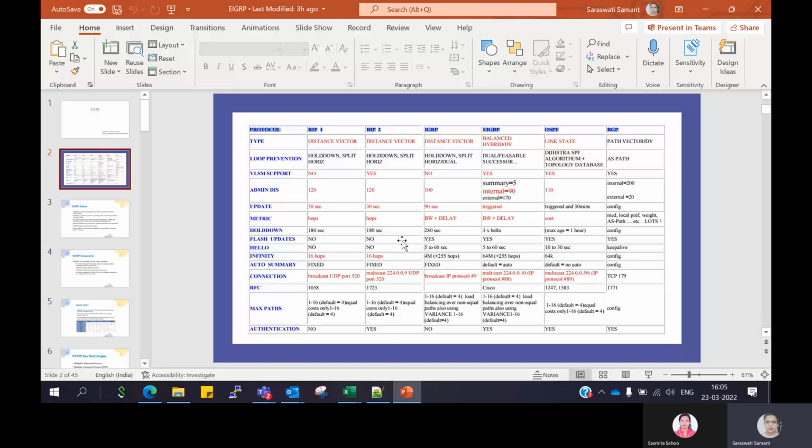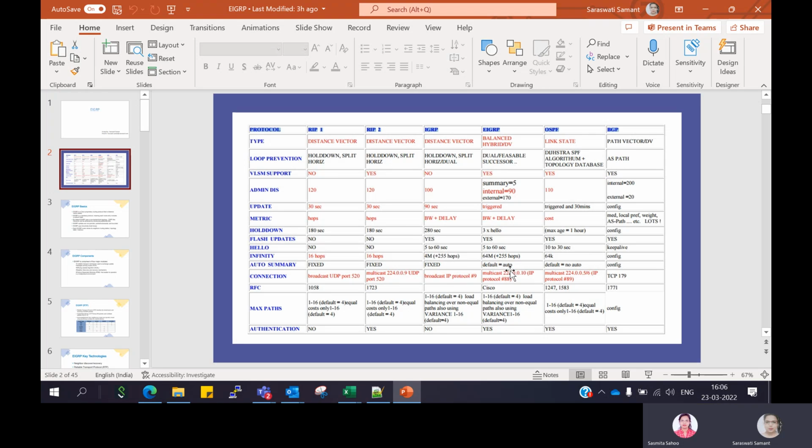It uses bandwidth and delay as a metric on priority basis. Cooldown timer, it has got 3 into hello timer. Flash updates, yes, it does use flash updates. It uses hello timer, which is around 5 to 60 seconds. It also takes care of hops, which is around 255 plus hops maximum number. It has got auto summary feature.